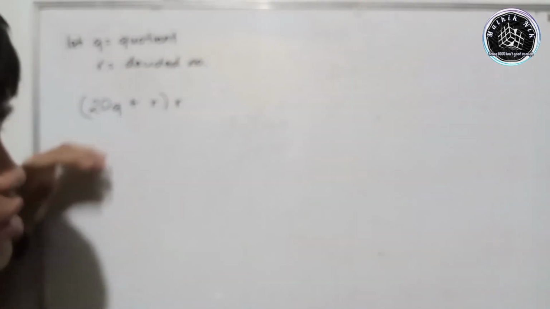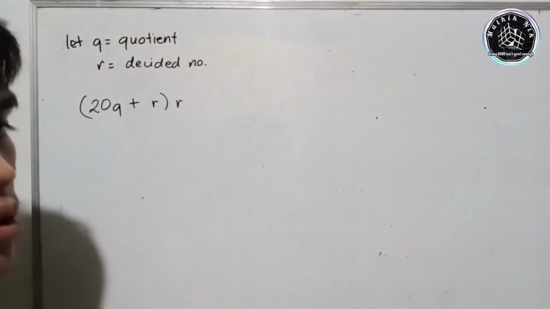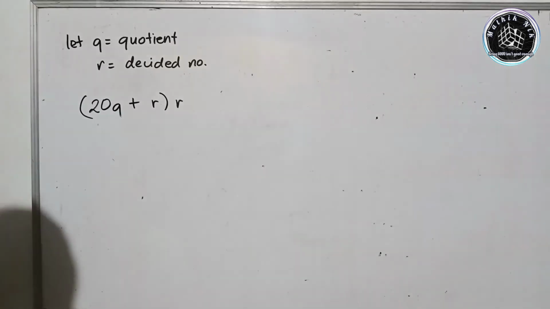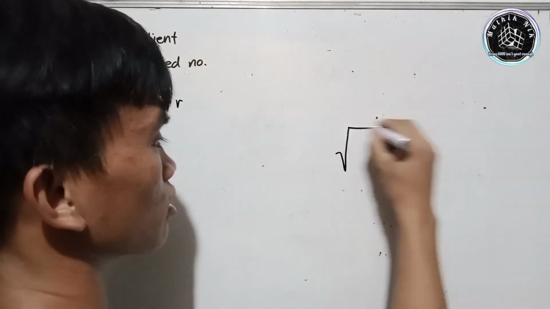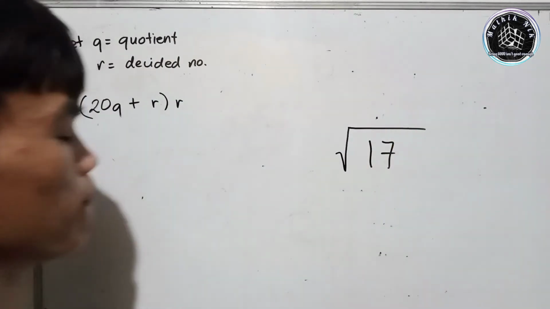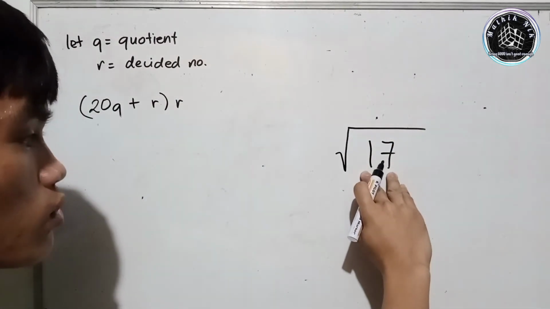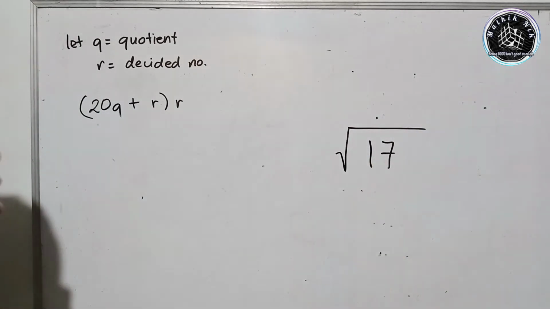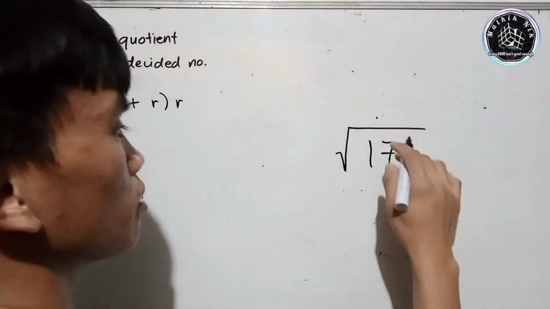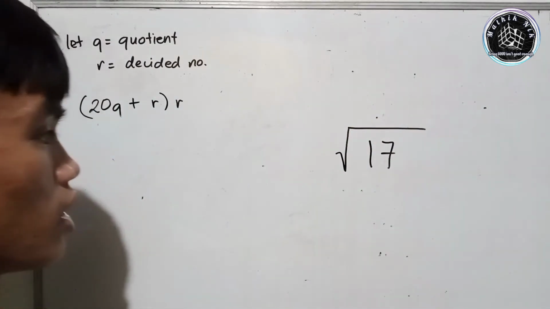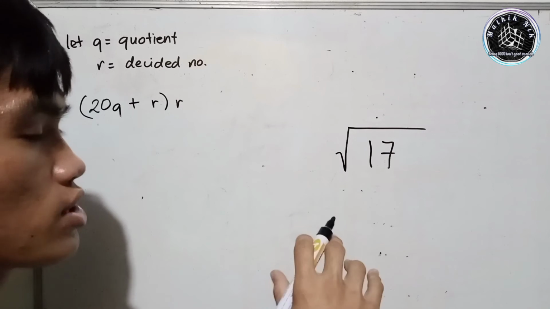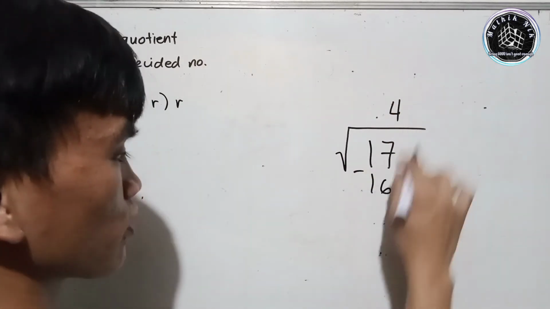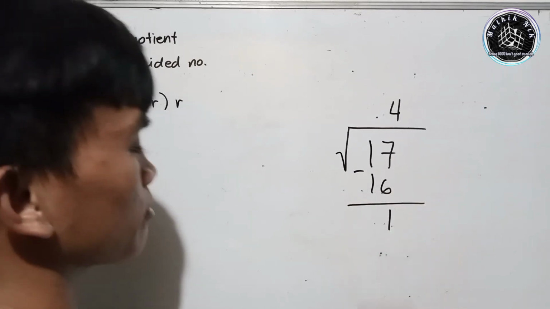This formula-based approach can also be used to solve non-perfect squares, given that you are told how many decimal places. For example, what is the square root of 17? Since it is a two-digit number, we will not divide it into pairs. First, think of a number that when you square it is lesser than or equal to 17. So the answer is 4. 4 squared is 16, so subtracting them gives 1.